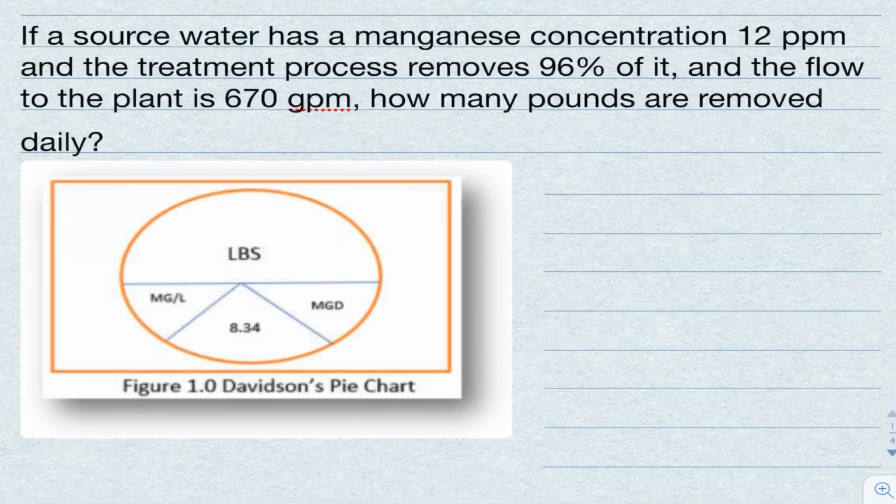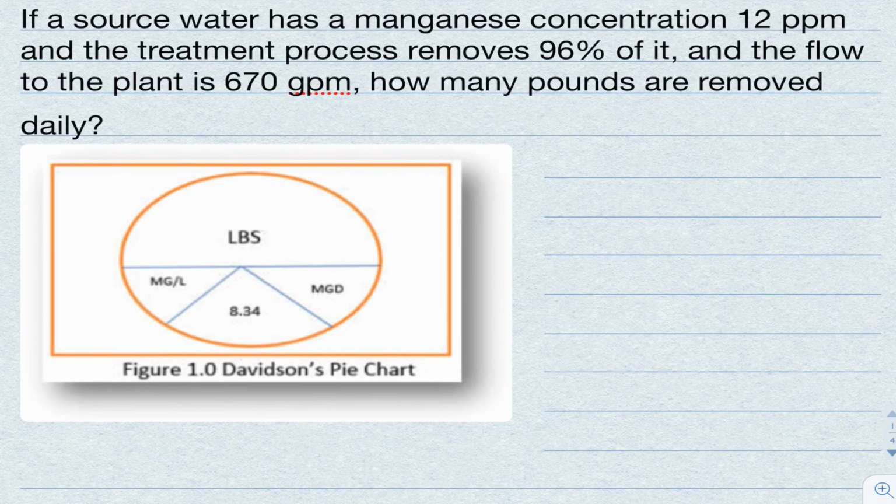Let's take a look at the first question. If a source water has a manganese concentration of 12 ppm and the treatment process removes 96% of it, and the flow to the plant is 670 gallons per minute, how many pounds are removed daily?